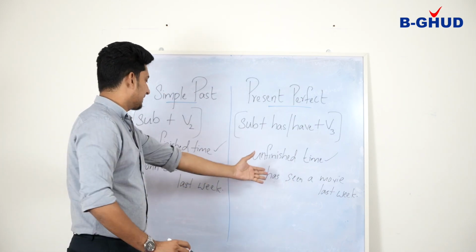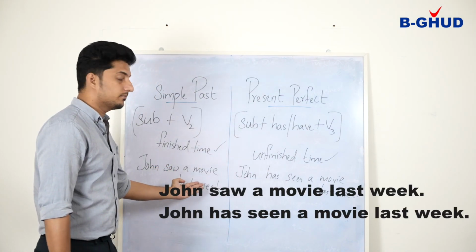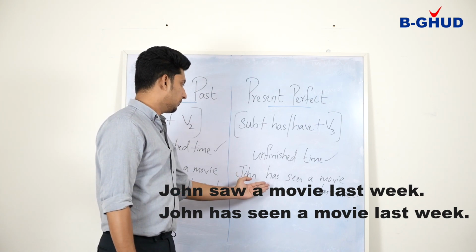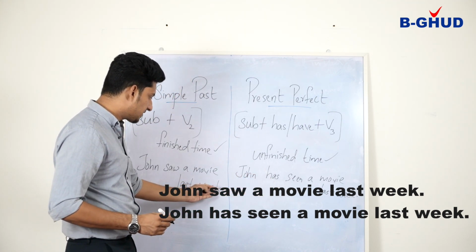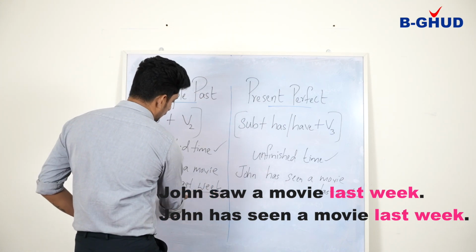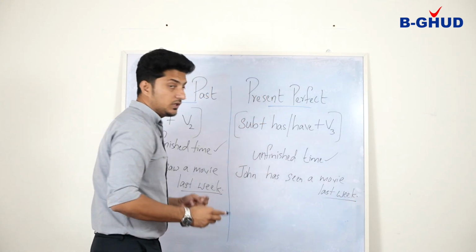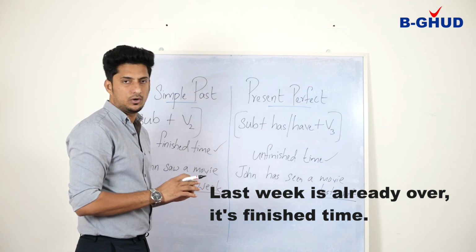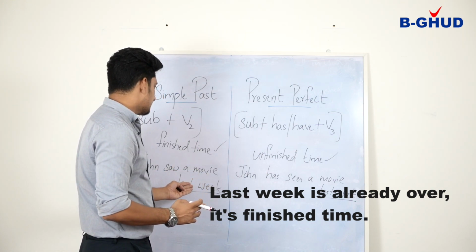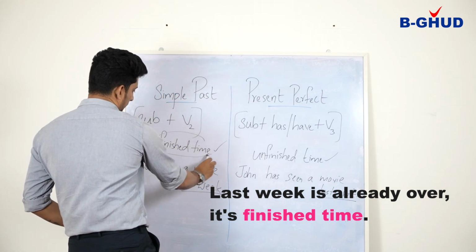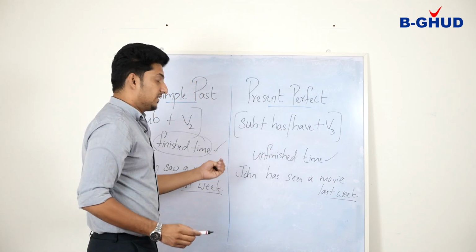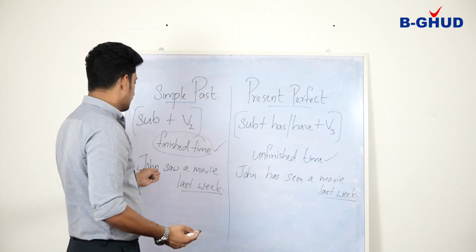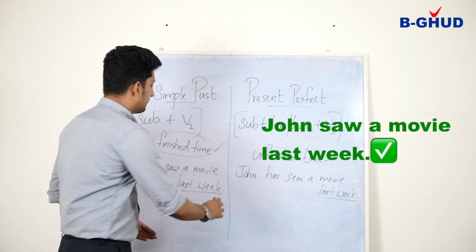Alright, so look at these examples here. John saw a movie last week. John has seen a movie last week. If you look at the time here, it says last week. And we know that last week is a time which is already over, so it's a finished time. It is not an unfinished time, right? It's already over. So, John saw a movie last week is perfectly fine.